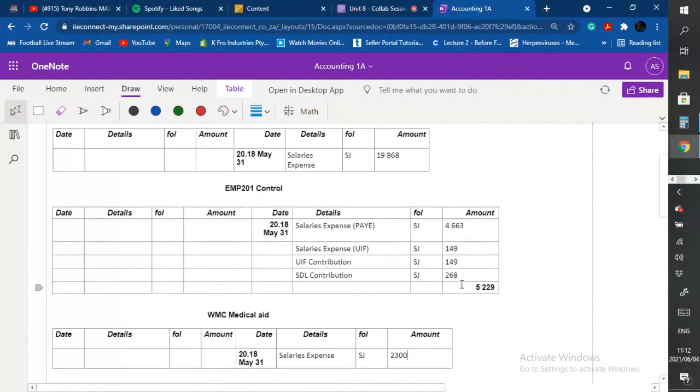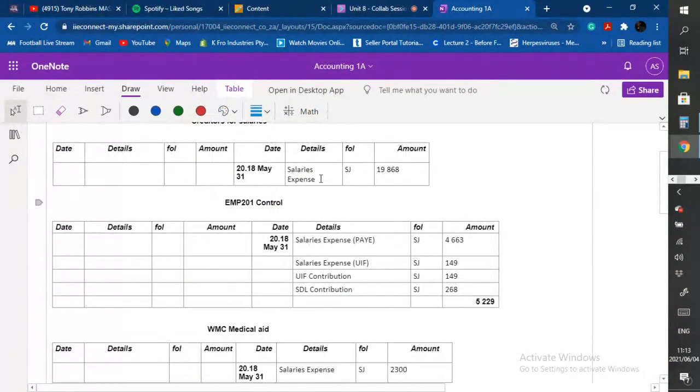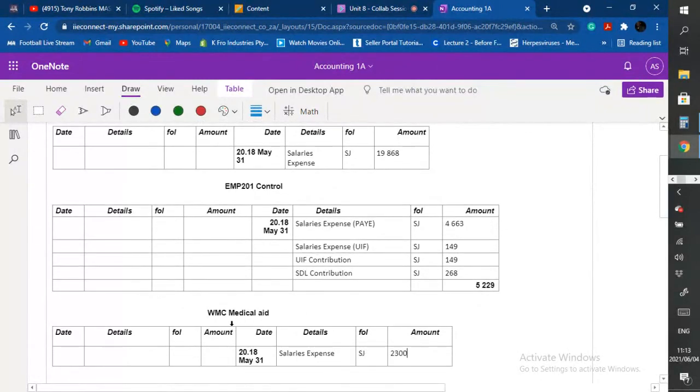So I think for now, let's just stop there. Let's take a quick break, and then we will proceed with this. Can you see how we are now posting the amounts that we had in the salaries journal to the general ledger? This WMC, medical aid, these are the people who actually manage his medical aid. So we owe them. They are credited to us. That's why we are crediting this amount over here. We owe them, but we only pay them at the end of the month.